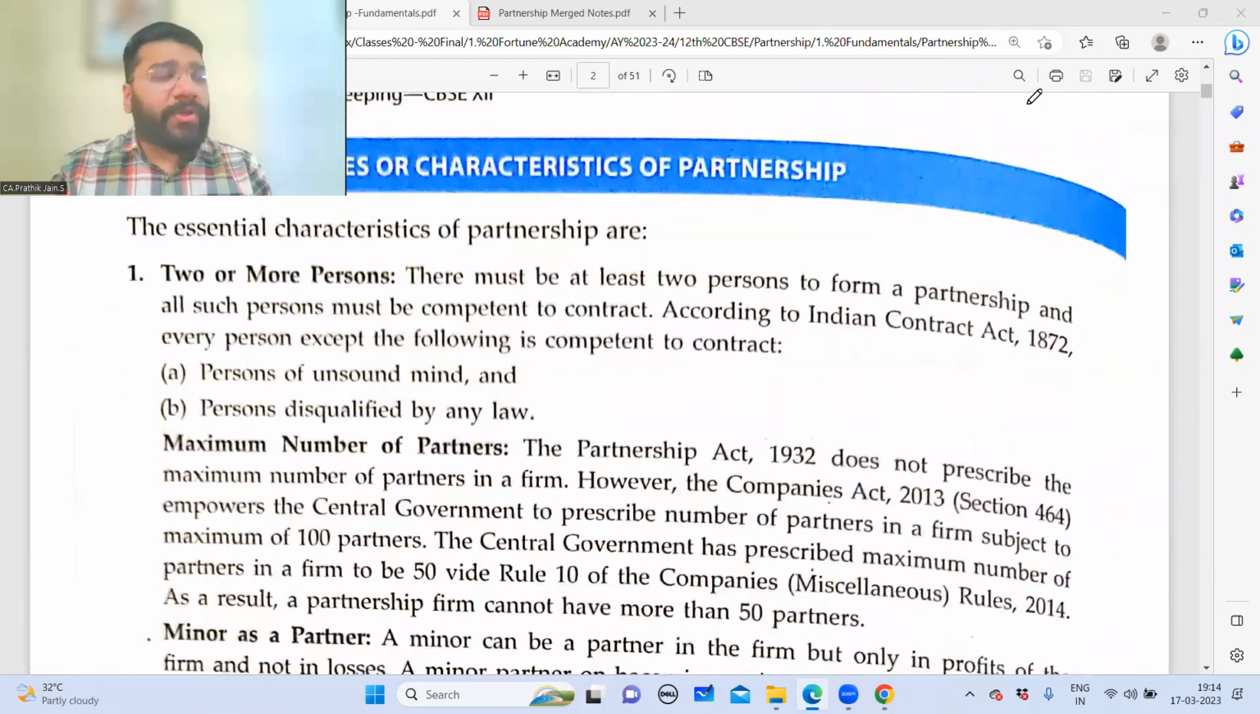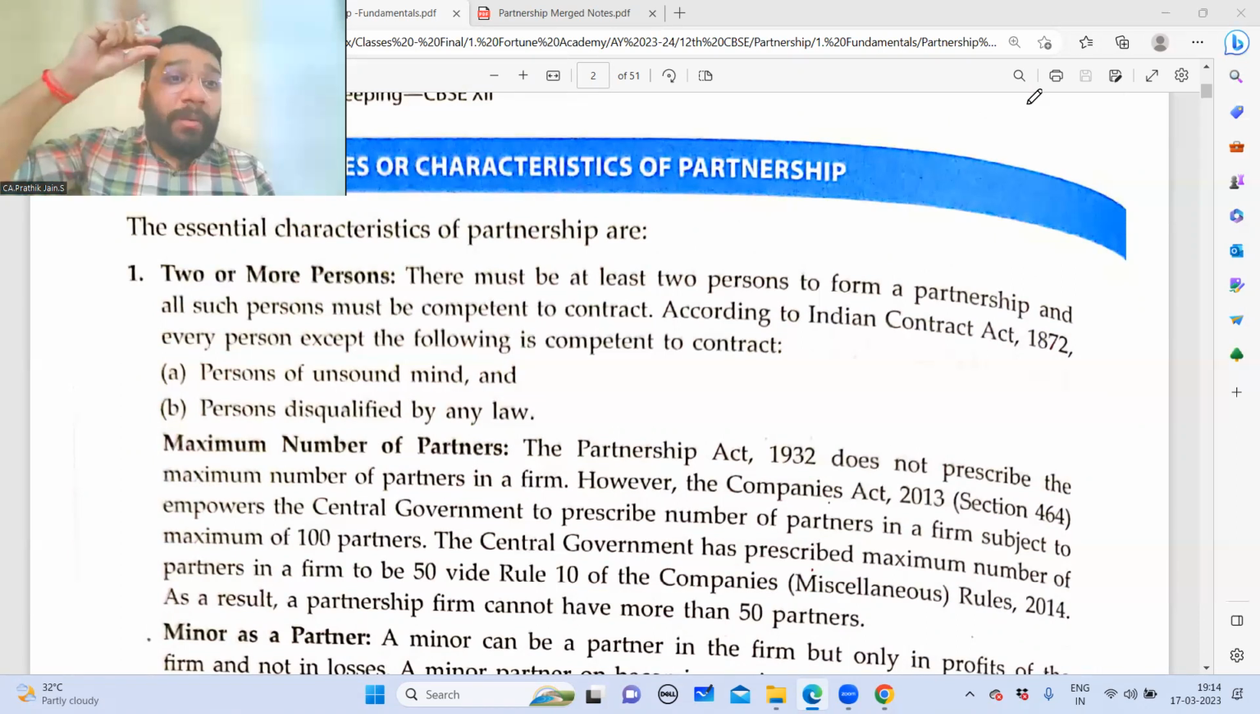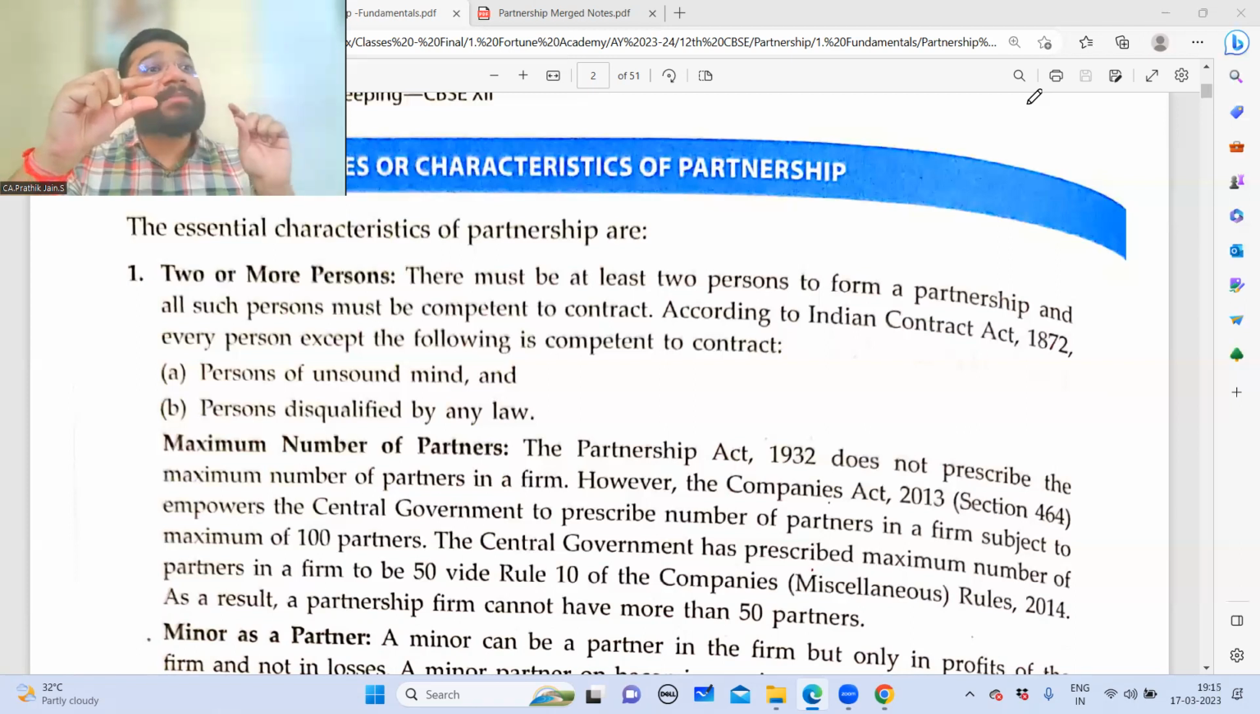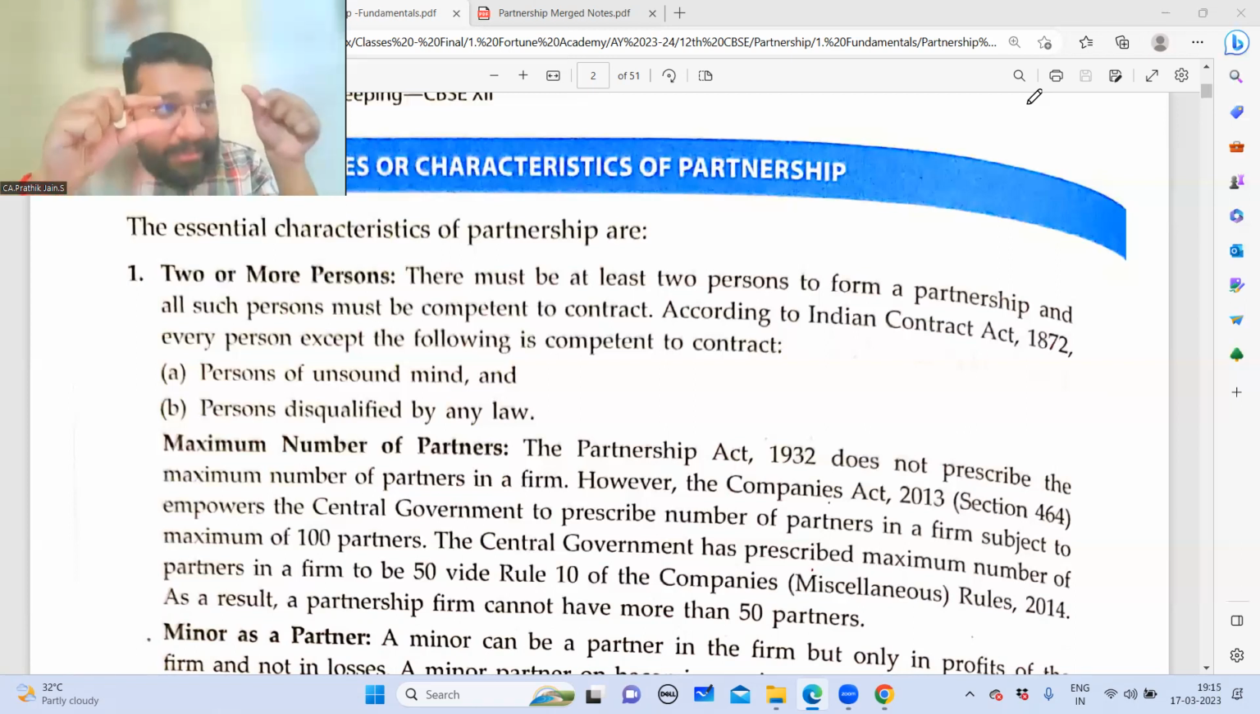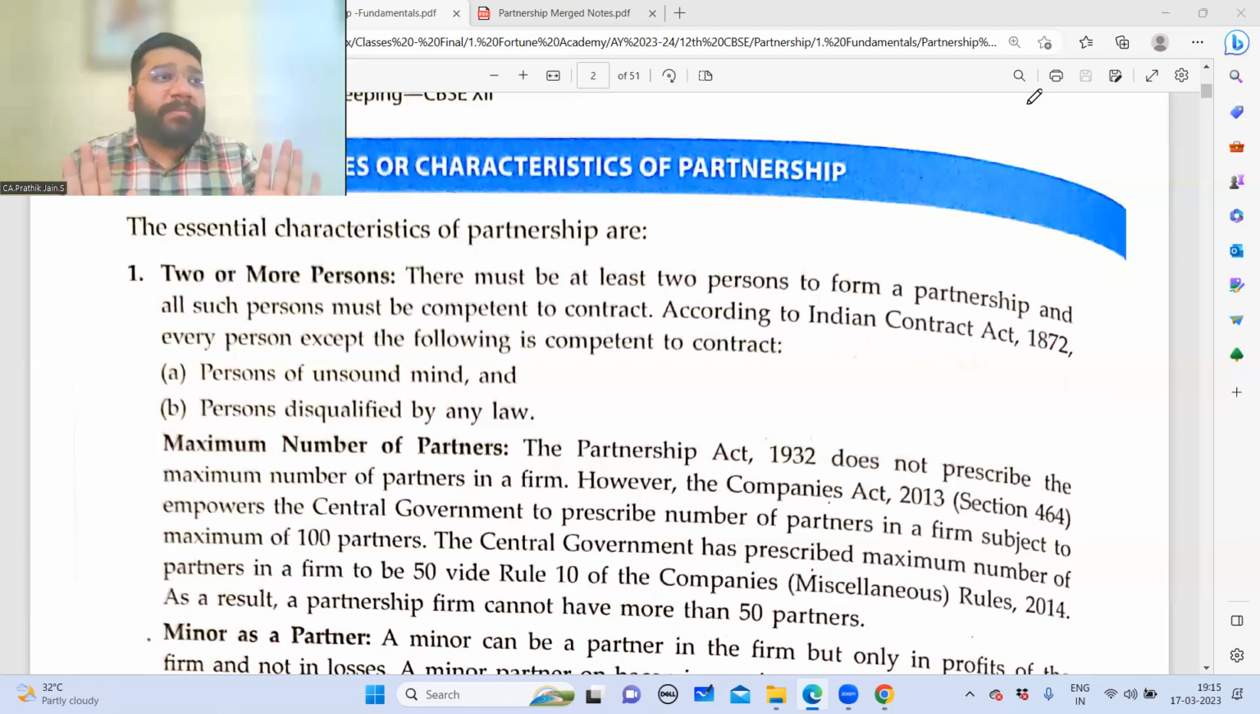So essential features we saw: minimum two people, maximum is 50. This maximum 50 is not given by the Indian Partnership Act. It has been given in the Companies Act 2013. The Companies Act 2013 has empowered the central government, telling that the maximum limit that you can set is 100. In that, the central government has said that as of now the maximum limit is 50. If they want to increase, they can increase, but the maximum is up to 100, not beyond 100.